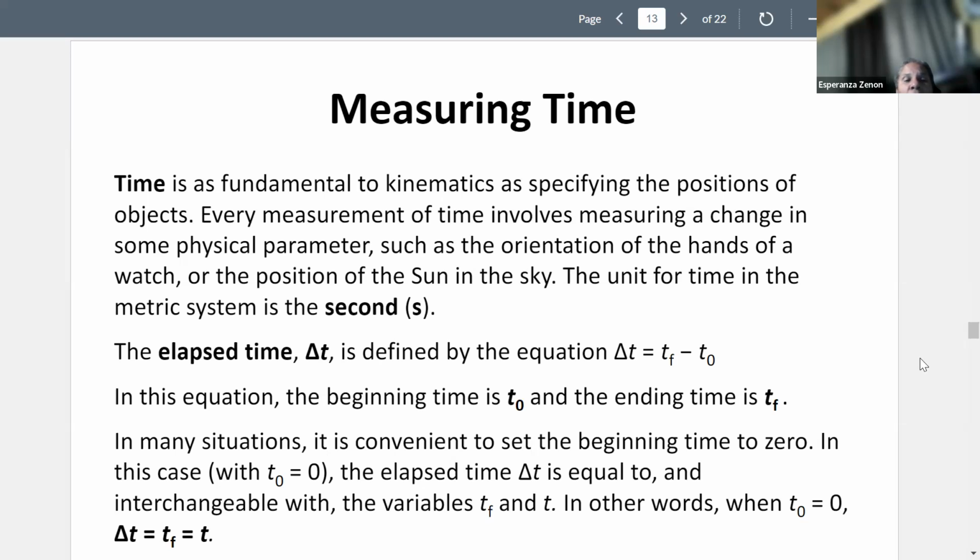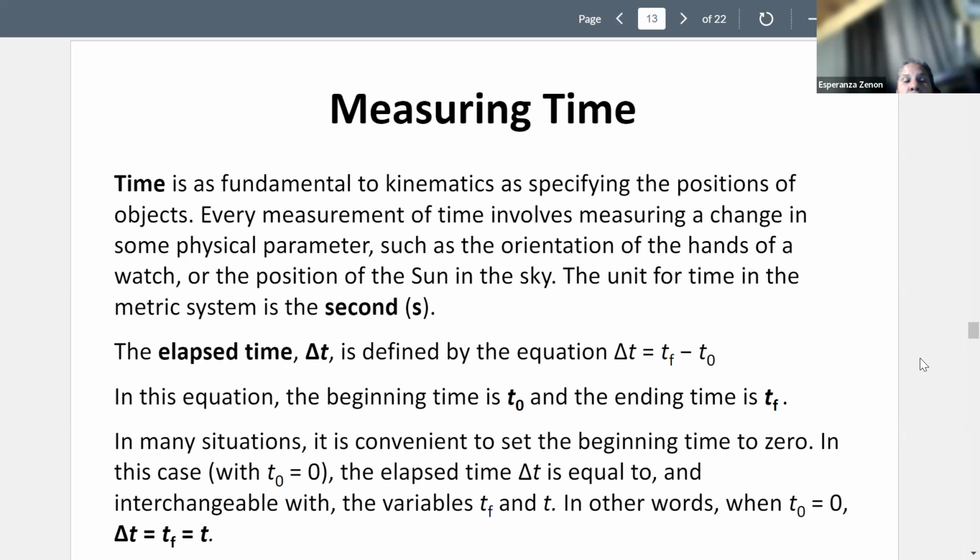Events that happen in the physical environment can be quantified when we look at the property time. And so when we want to talk about the elapsed time, or how long it took, or how much time passed, we use the symbol delta t. And we find delta t by taking the final time minus the starting time.